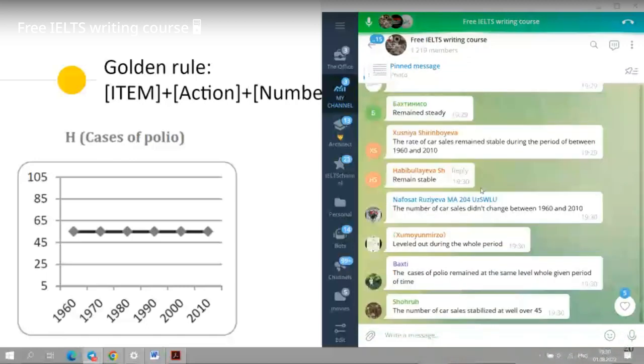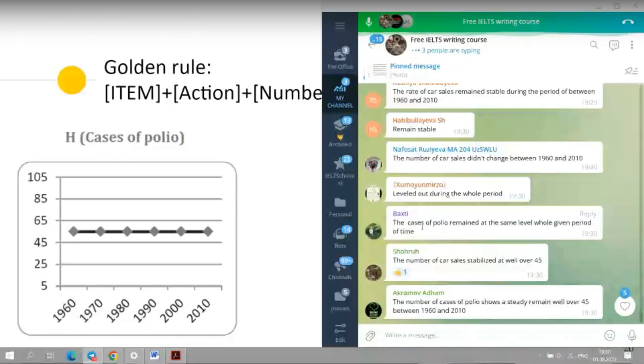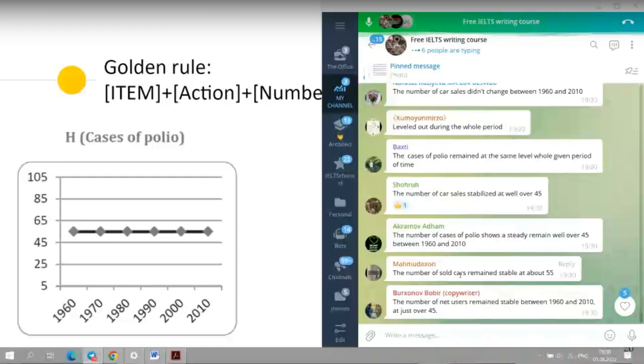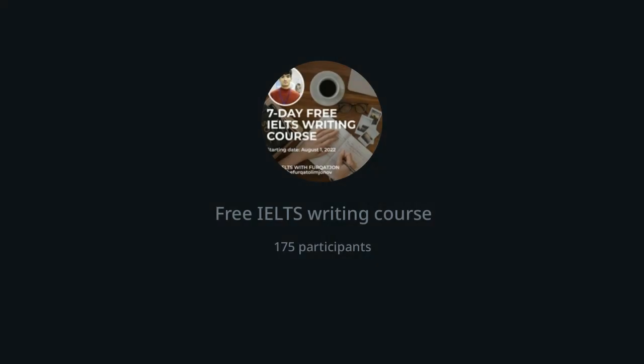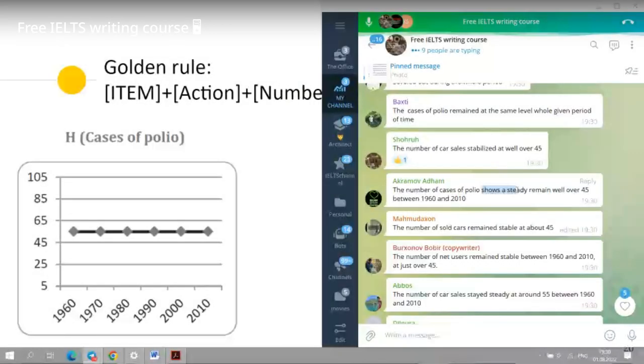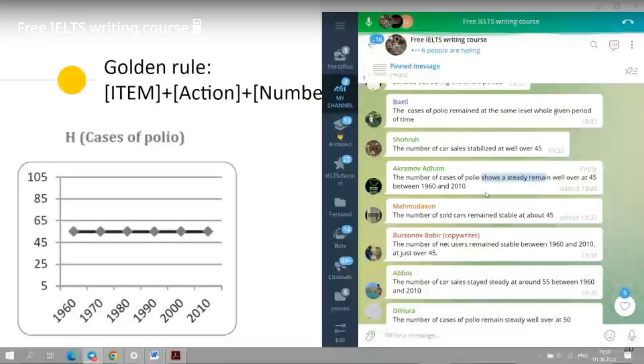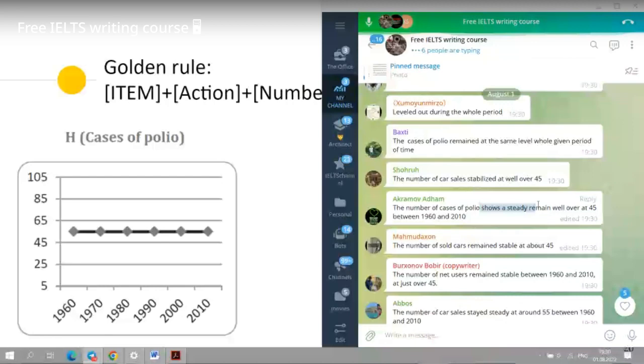"Number of cases of polio shows a steady remain well over 45 between..." You're almost correct. Your writing is almost right, but saying "shows a steady" is not correct. You should say "remain steady." The examples are remain steady, remain stable. "The number of net users stayed steady at around 55." Yeah, this one is correct.